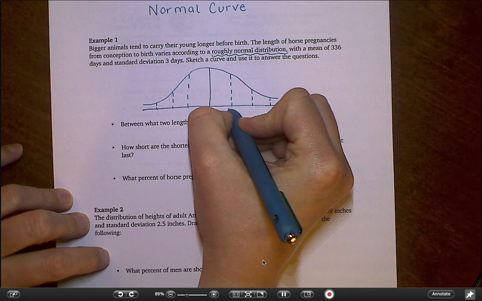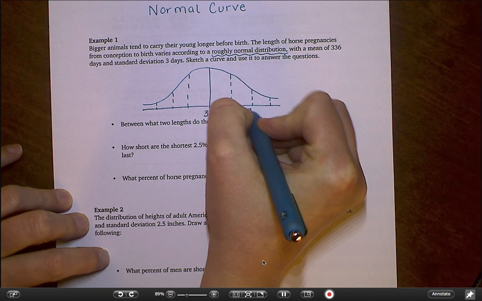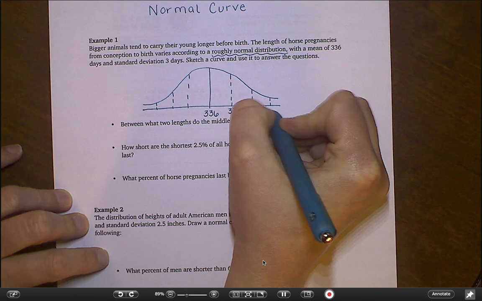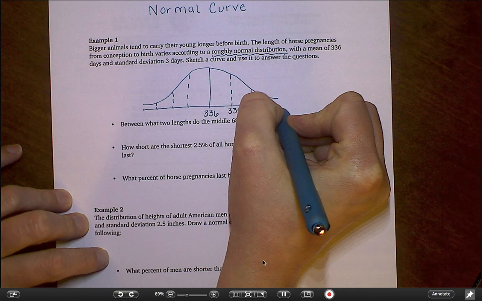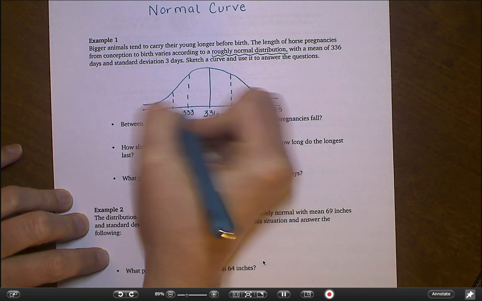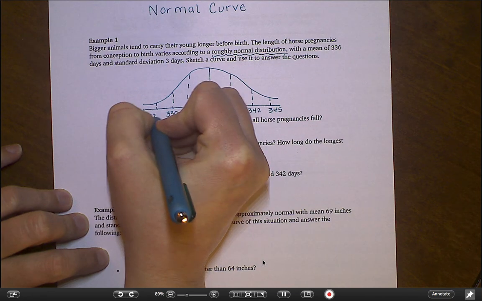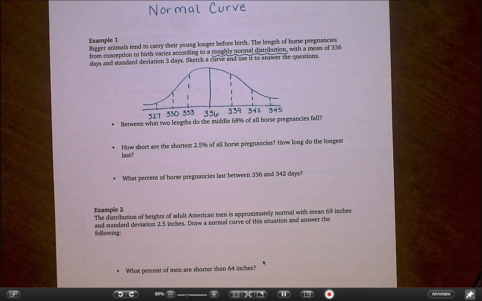So this would represent 339, and then 342, 345. So it'll be 333, 330, and 327 days. Okay?